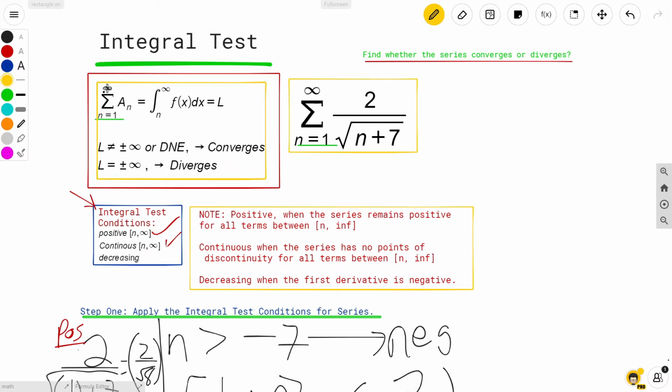So what does that mean? It means we're going to compute the integral of this function with respect to x, and depending on whether it equals a finite number or if it equals infinity, it'll converge or diverge. So if it equals a finite number, or does not equal plus or minus infinity, or does not exist, it converges. If it does, however, equal plus or minus infinity, then it diverges.